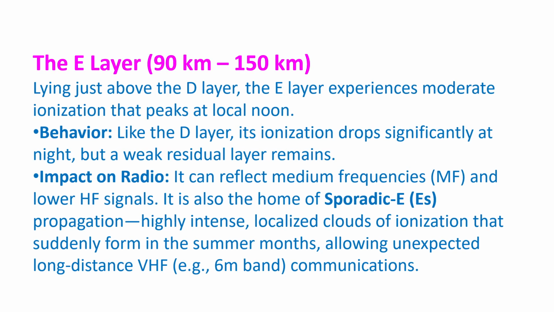The E layer, 90 to 150 km, lies just above the D layer. The E layer experiences moderate ionization that peaks at local noon. Like the D layer, its ionization drops significantly at night, but a weak residual layer remains. It can reflect medium frequencies and lower HF signals.